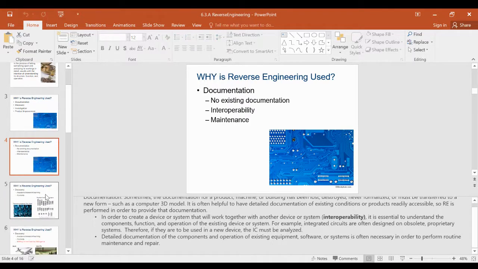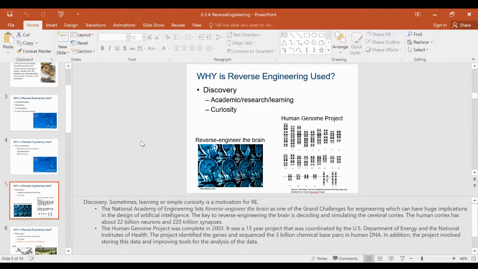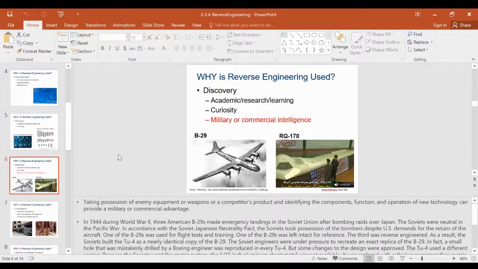Systems need detailed documentation. We do discovery for academic research, learning, or curiosity. The Human Genome Project, where we mapped the DNA and genomes, that is reverse engineering. All right. Reverse engineering the brain is one of the grand challenges for engineering. We want to be able to decode and simulate the cortex of the brain. All right. So that's another reason to reverse engineer. Maybe it's discovery or curiosity.